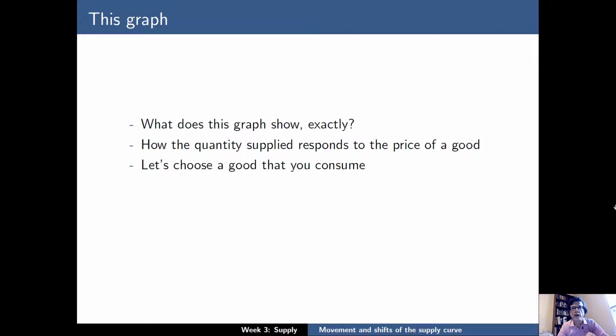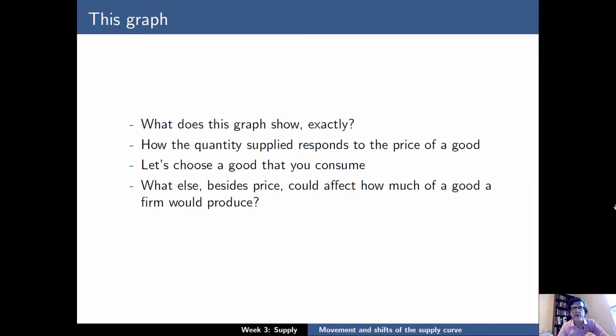We can choose a good that you consume and think about what else besides price could affect how much of that good a firm would produce. Go ahead and think about that for a few minutes. Think about if you can come up with some other things besides a change in price that would affect how much a firm produces.